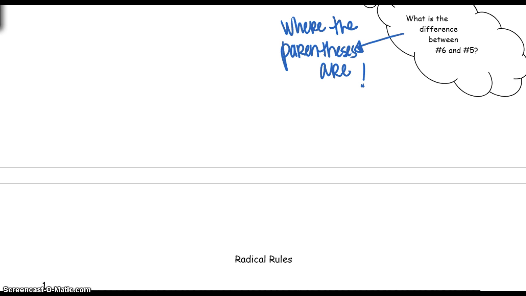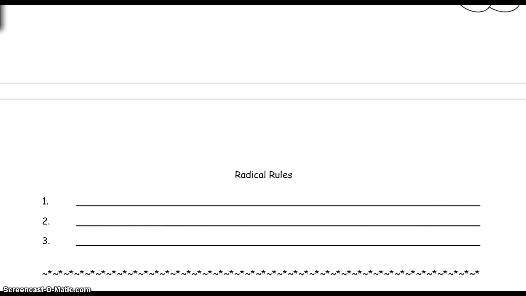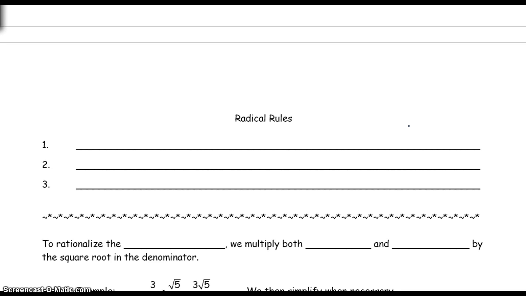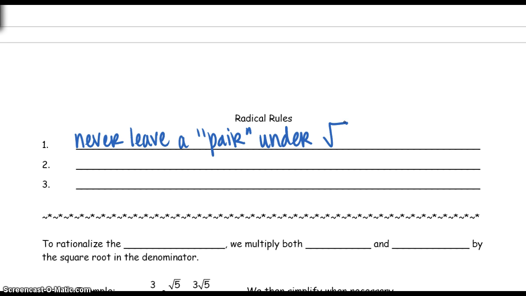There are some radical rules that you should know. These are three things that I always think about when I'm doing these problems. Never leave a pair under your radical sign. Remember that innies go with innies and outies go with outies.